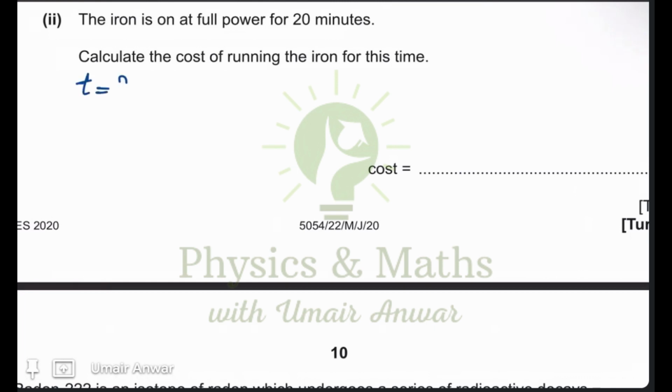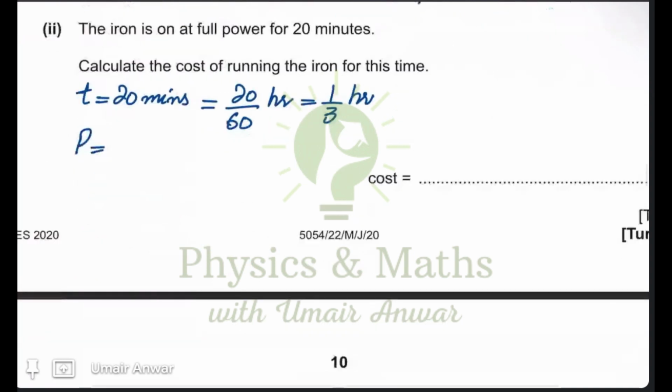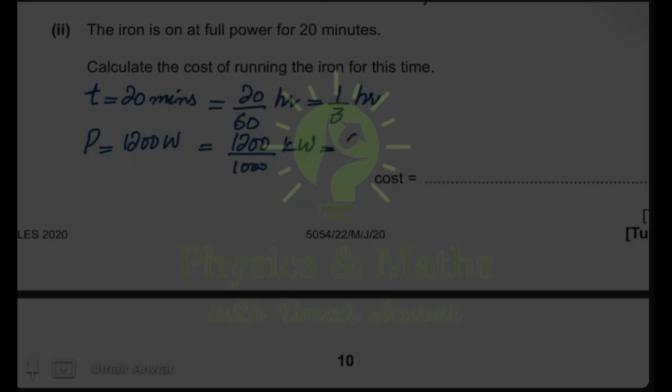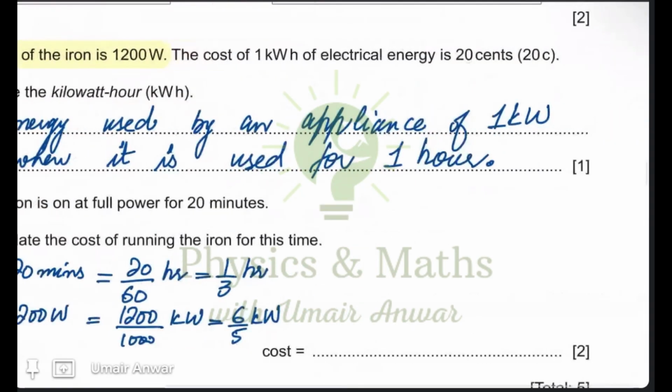So first of all, we are given 20 minutes and we are going to convert it into hours by dividing it by 60. So it becomes 1 upon 3 hours. The power rating for the iron is given and it is 1200 watts. So it should be converted into kilowatts. So 1200 divided by 1000 would become 6 upon 5 kilowatts. The cost of 1 kilowatt of electrical energy is given to be 20 cents. So this is the cost per unit.